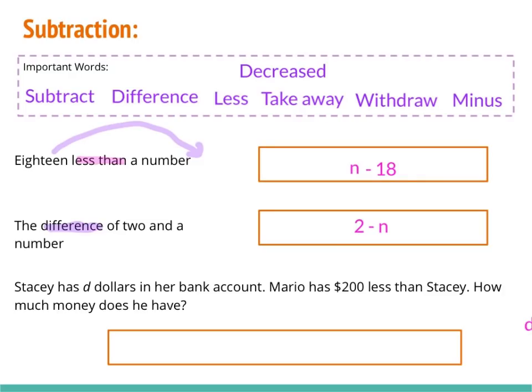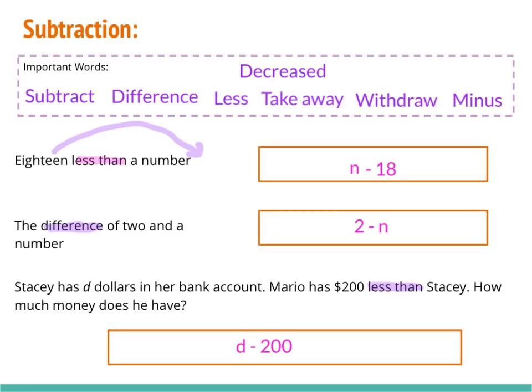But you can pick any variable you want if they don't tell you which variable to choose. Stacy has D dollars in her bank account. Mario has $200 less than. Oh, there's that important phrase again. Before I go any further, I want to make sure that I highlight that less than. So since he's going to have $200 less than, I know the 200 is going to go to the back or to the end. And since they gave me the variable D for dollars, I know I have to use that variable. So D minus 200. Notice the 200 went to the back because I saw that special phrase, less than.